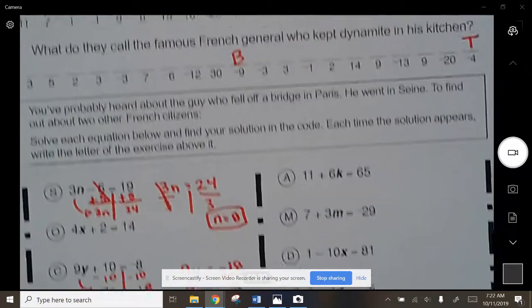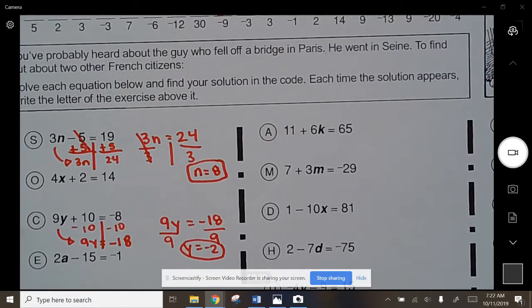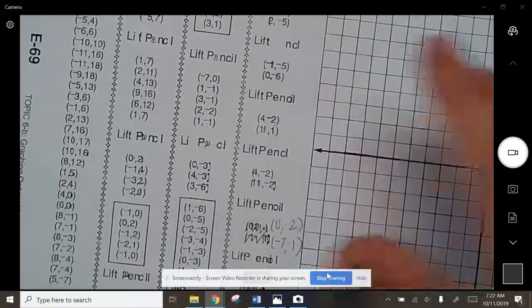All right, guys, do the best you can on the rest of this sheet. The backside should be no problem at all. You're just plugging in points, or actually the backside, you're just connecting coordinate points.